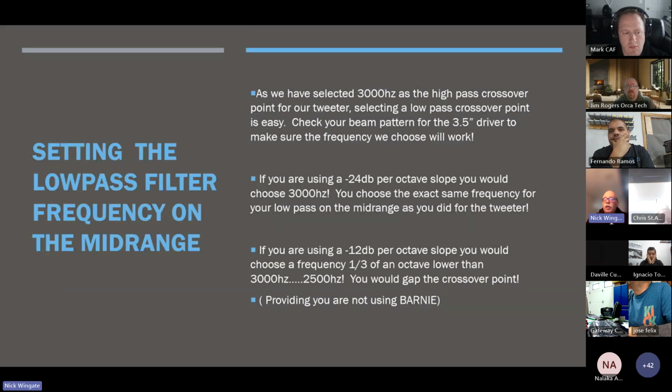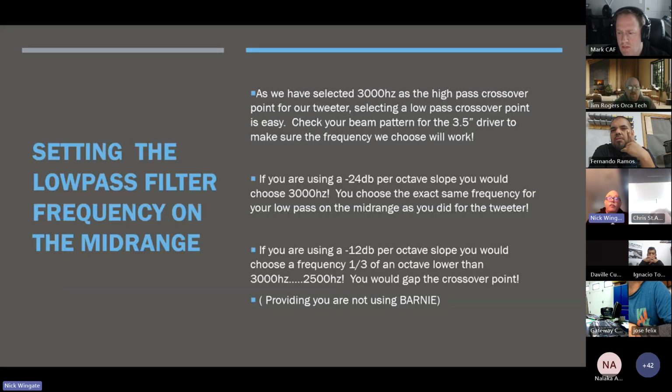It'll work. So if I want to do this, if we're going to use a 24 dB slope, go ahead and choose 3000 hertz. We know it doesn't start to beam until it gets to 4800 hertz, right? That's the mid-range. So I can choose 3000. It's omnidirectional below 4800 hertz. So that's the reason why we're going to do this.